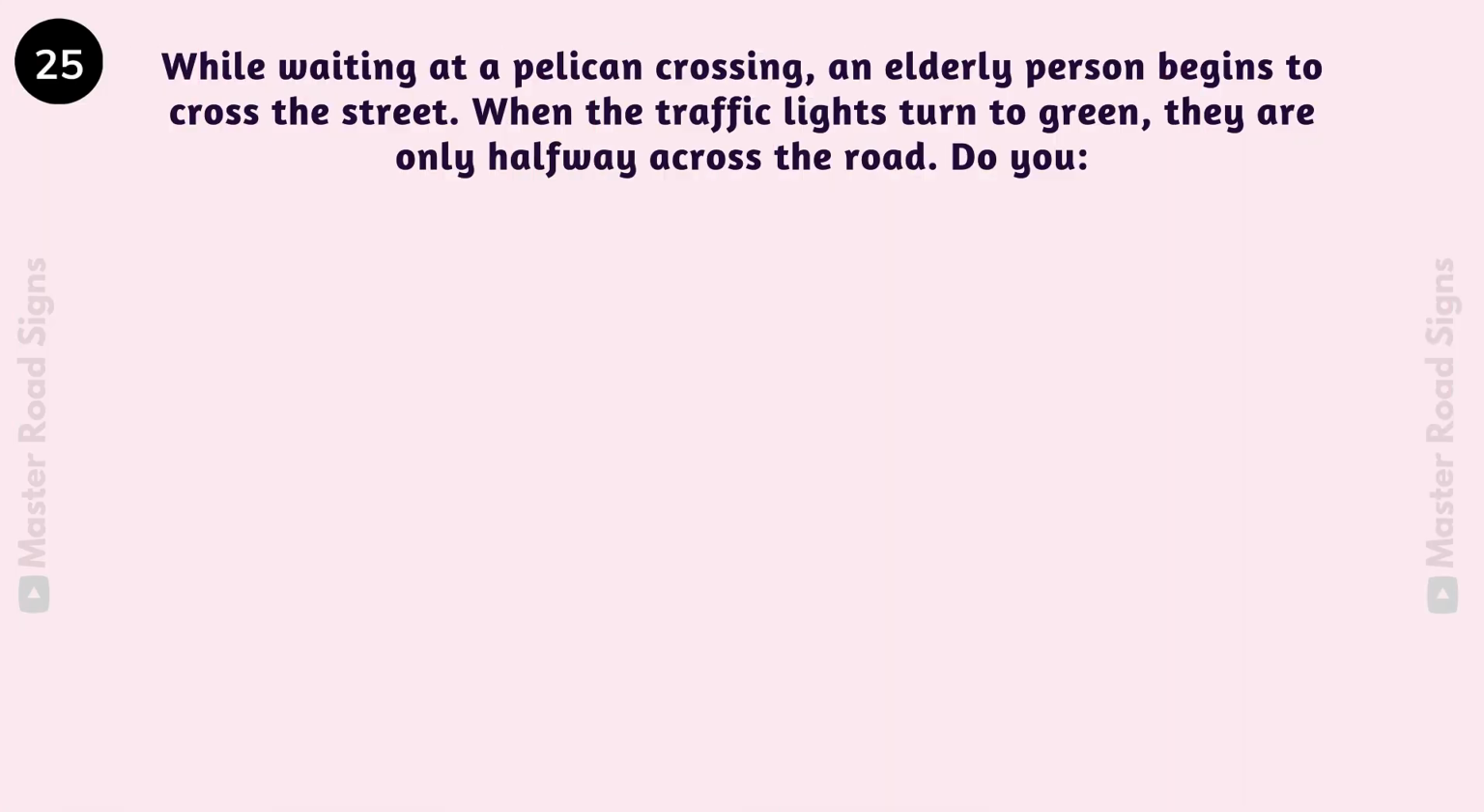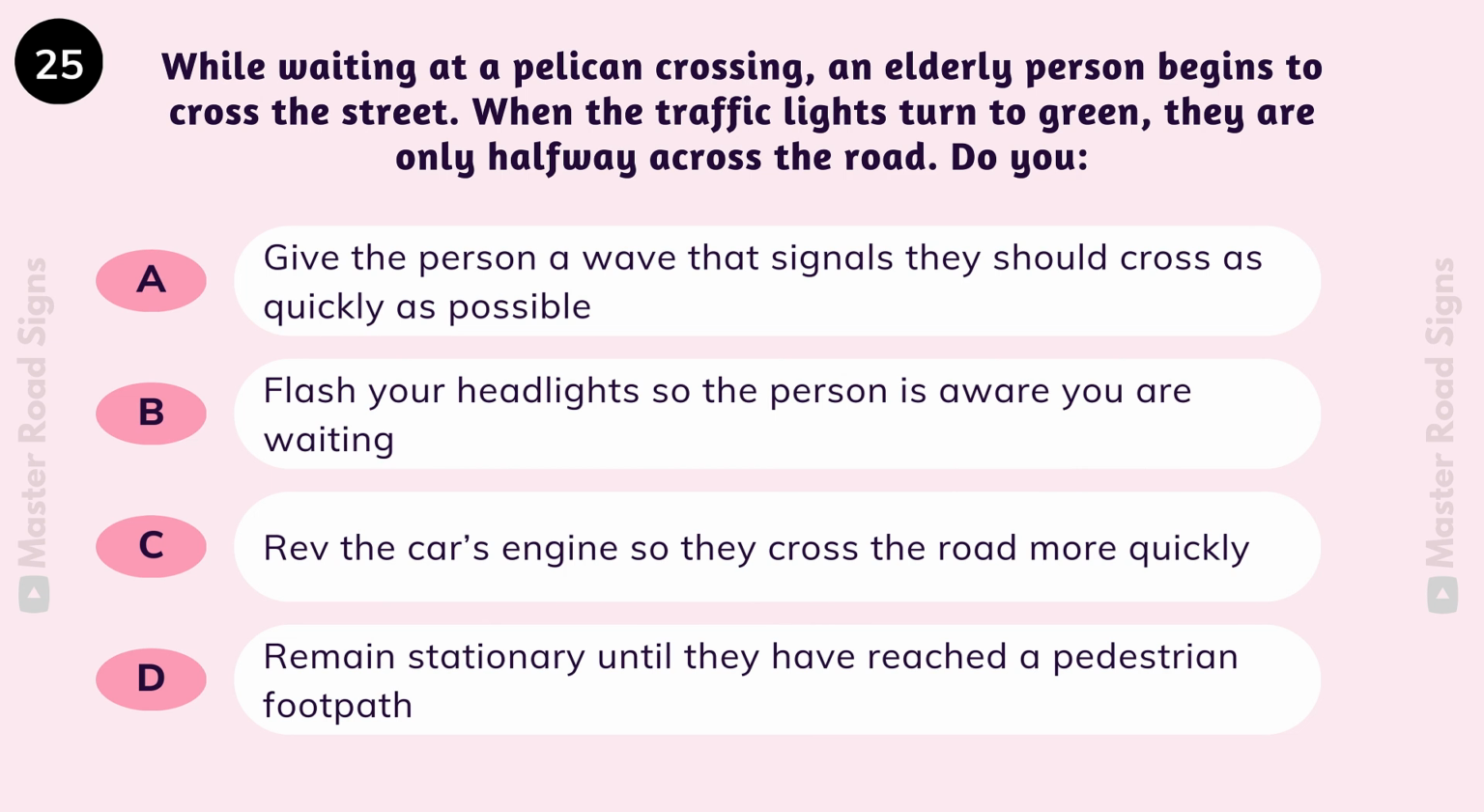Question 25. While waiting at a Pelican crossing, an elderly person begins to cross the street. When the traffic lights turn to green, they are only halfway across the road. Do you A. Give the person a wave that signals they should cross as quickly as possible? B. Flash your headlights so the person is aware you are waiting? C. Rev the car's engine so they cross the road more quickly? D. Remain stationary until they have reached a pedestrian footpath? The answer is D. Remain stationary until they have reached a pedestrian footpath.